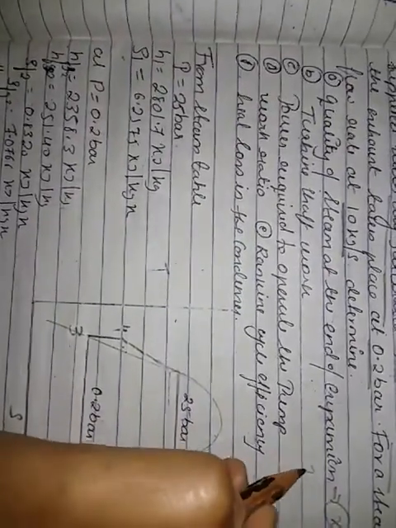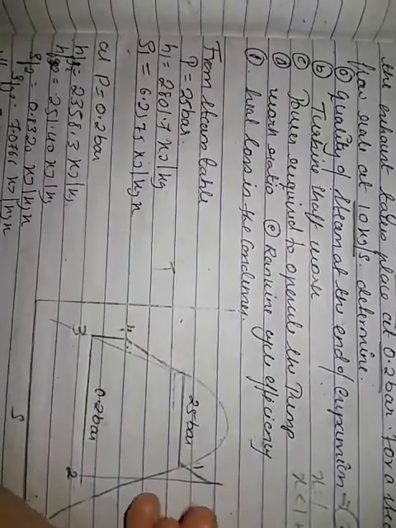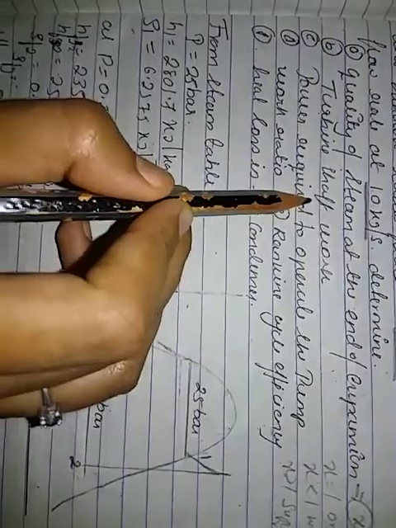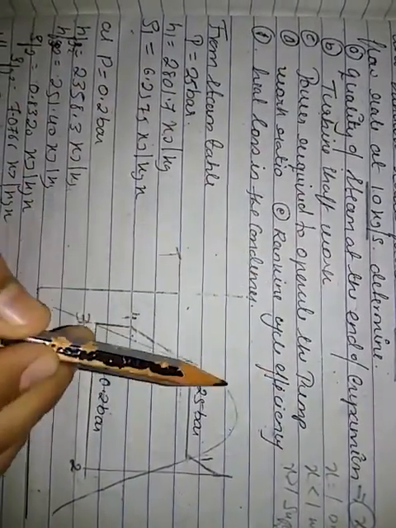Now if X is equal to 1, it means your steam is dry. If X is less than 1, it means the steam is wet. If X is greater than 1, it means it is in superheated condition. So they have asked us the quality of steam, meaning they have asked us to calculate the dryness fraction, the turbine shaft work, power required to operate the pump, work ratio, Rankine efficiency, and heat loss in the condenser.